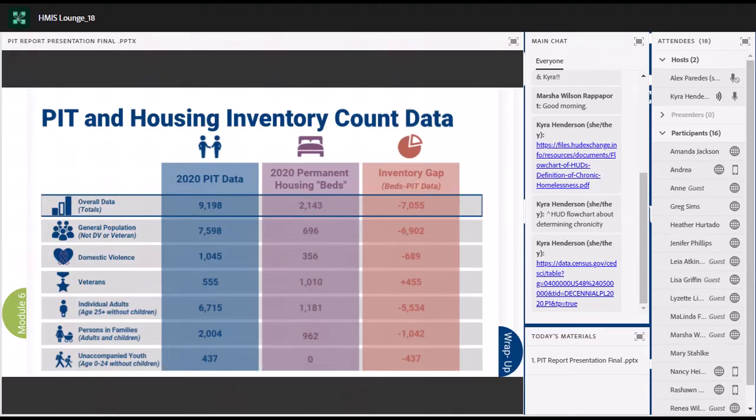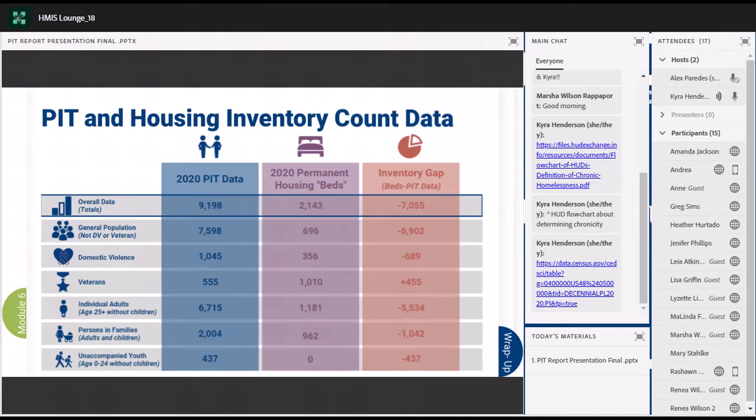Okay, so the final analysis that I'm going to discuss is using your point-in-time count and your housing inventory count data. This data snapshot that's on the screen is meant to demonstrate the gaps in housing to serve those identified as experiencing homelessness through the PIT count. The housing inventory count was utilized to demonstrate the permanent housing inventory because it is the most comprehensive housing data set we have across our geography, and because the end goal is to have folks permanently housed instead of temporarily housed, such as in emergency shelter or transitional housing.